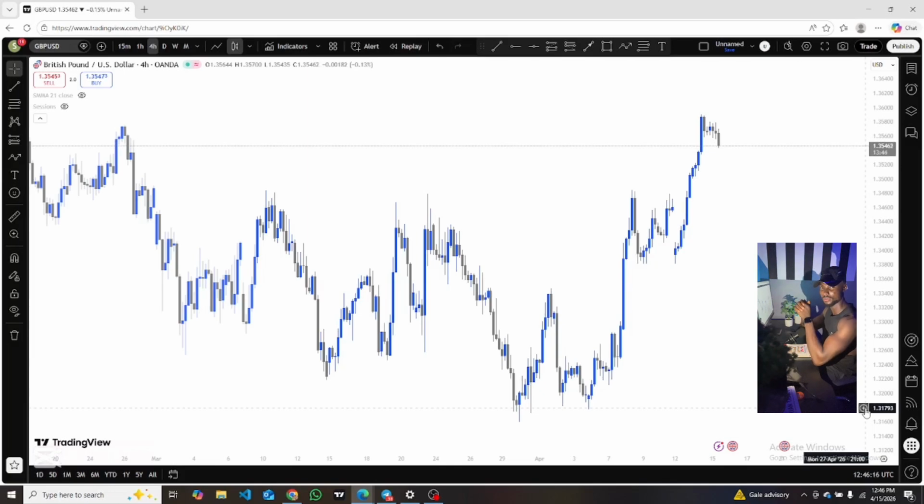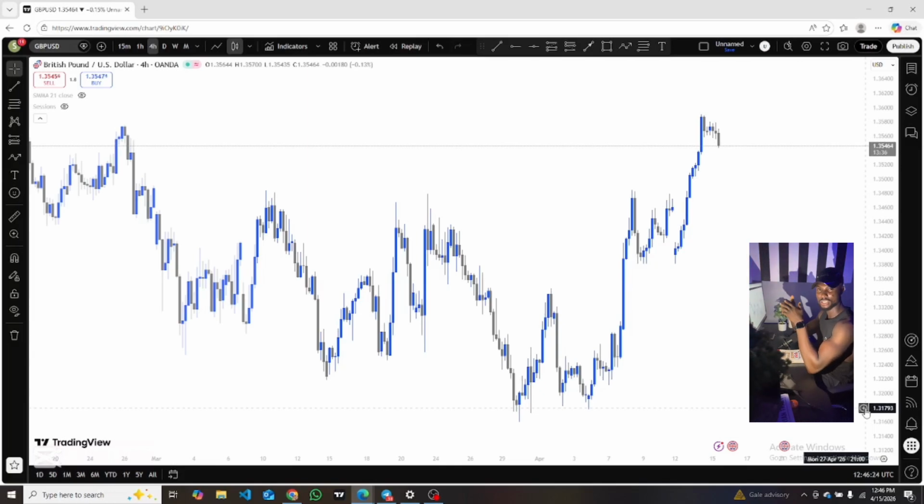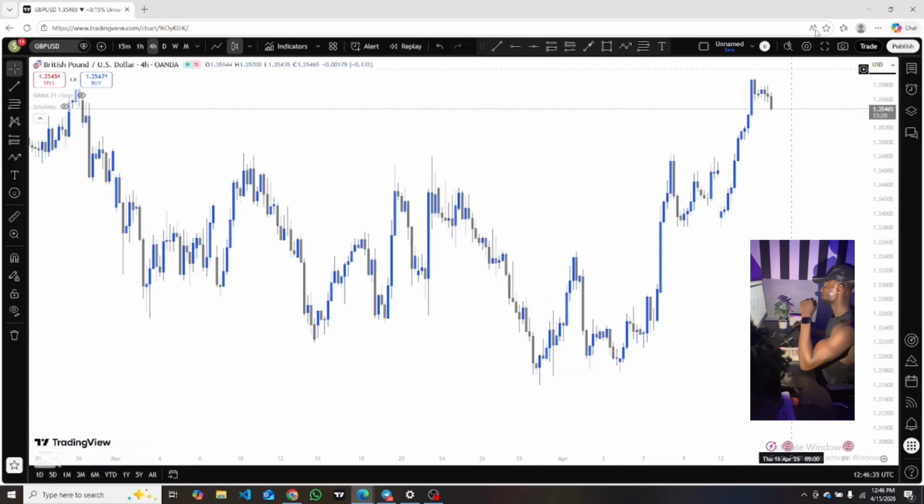Without wasting much time, let's get straight into the chart and do a breakdown on GBP USD. GBP USD has been trending to the upside for a very long time now. So let's do a top-down analysis on GBP USD.